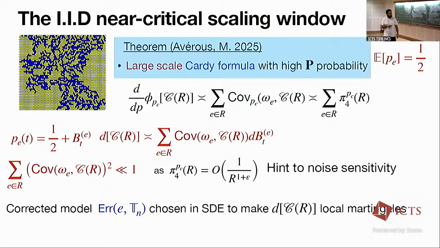And basically this corrected model is obtained in a similar way as here. So you introduce a corrected model such that all the crossings are basically local modular. And that allows you to use the fact that the arm exponent is bigger than 1 to conclude that you can go to 1/log.